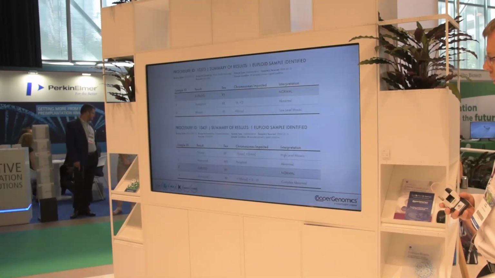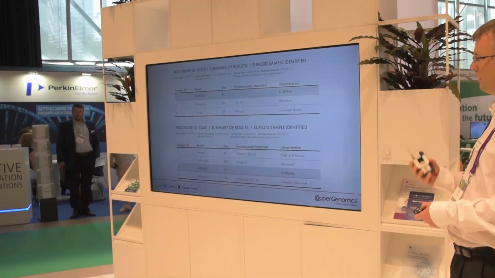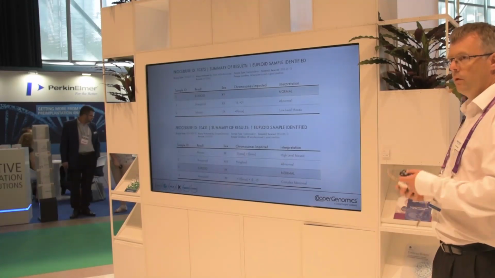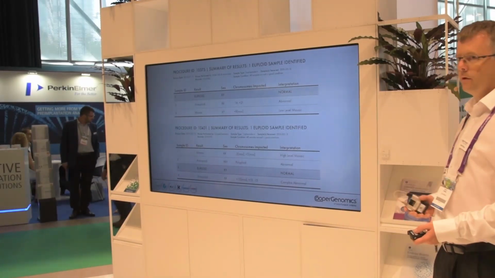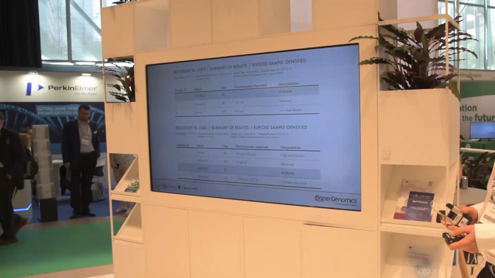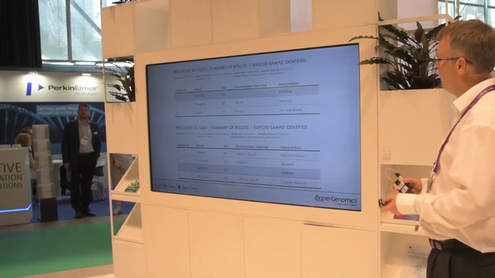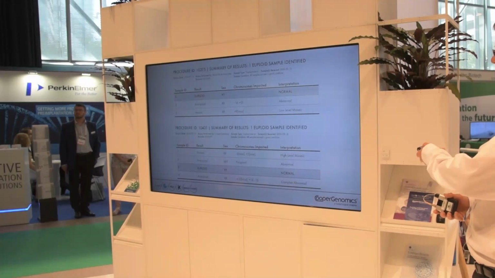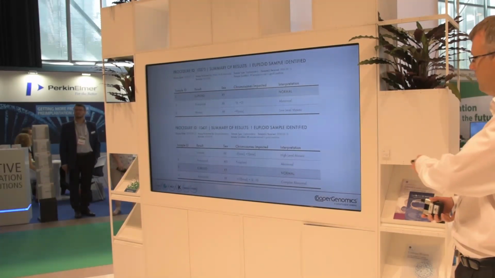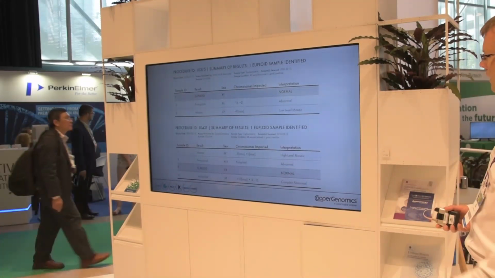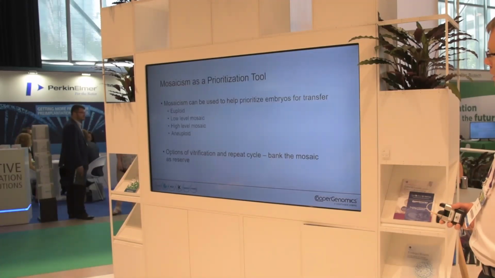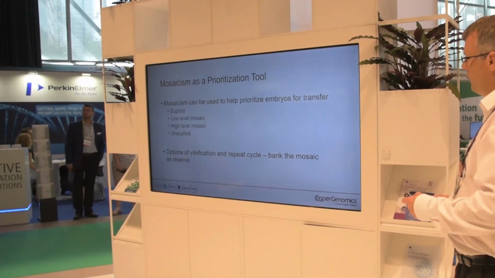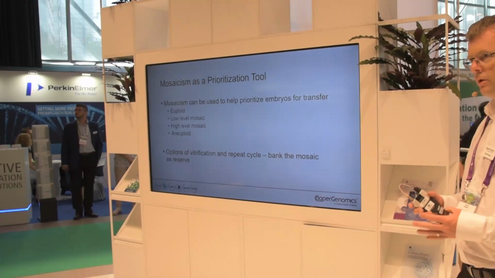So we moved on to these reporting to help the clinics, where if you're in the US, you get the sex, the gender of the embryo. If you're in Europe and many other countries, that's not allowed. But just to show that we could do it if you wanted to. And then you get a euploid normal, abnormal, low-level mosaic or a high-level mosaic result. But that, at the end of it, is there as a prioritization tool.